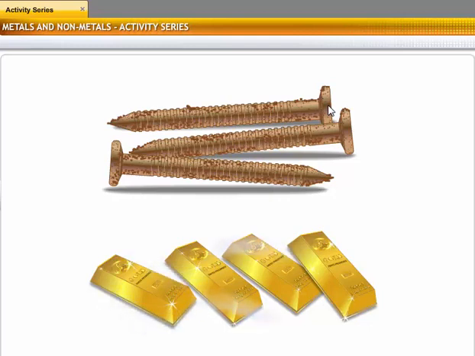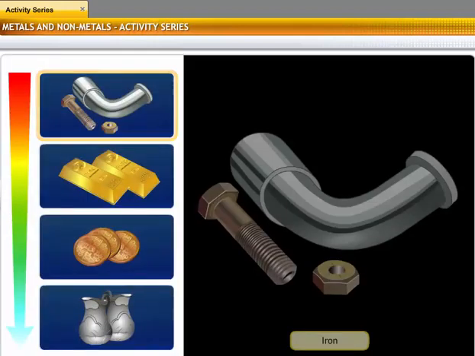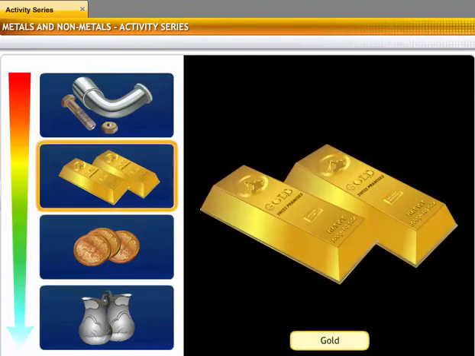Gold never rusts, because unlike iron, it does not react with atmospheric oxygen. This is because chemical reactivity varies across metals. Scientists have arranged metals in a series based on their chemical reactivity.